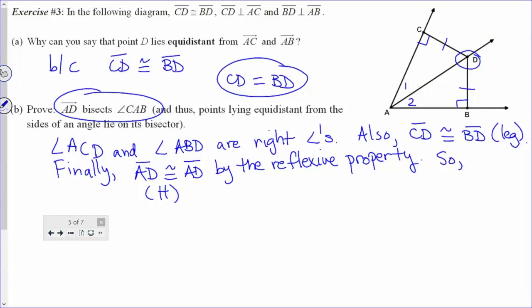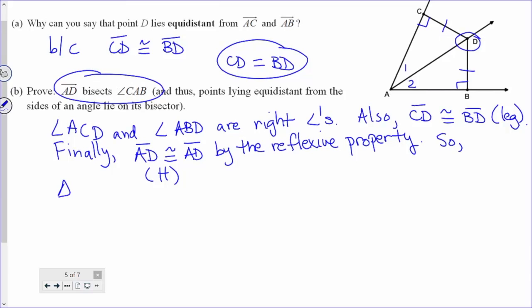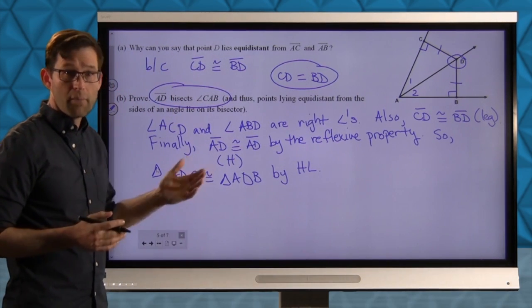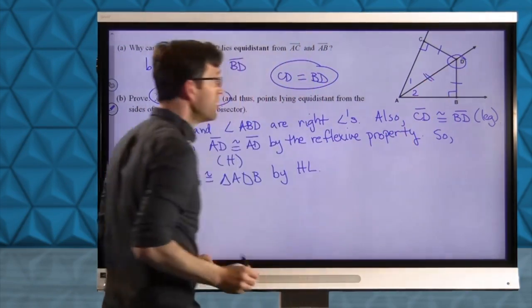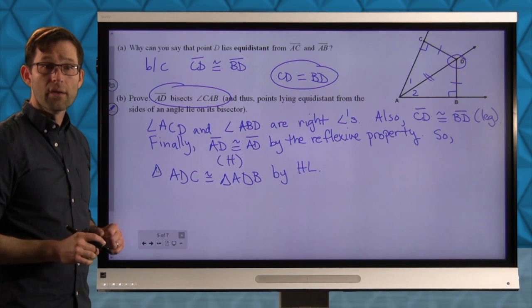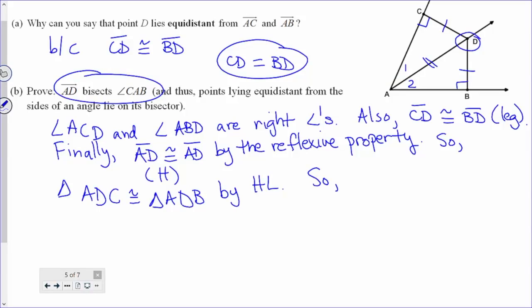So let me come down here a little bit. Triangle ADC is congruent to triangle ADB by hypotenuse leg. Right? By hypotenuse leg, those two things are congruent. Let me mark the congruent hypotenuses, that shared side. So, angle 1 is congruent to angle 2 by CPCTC.